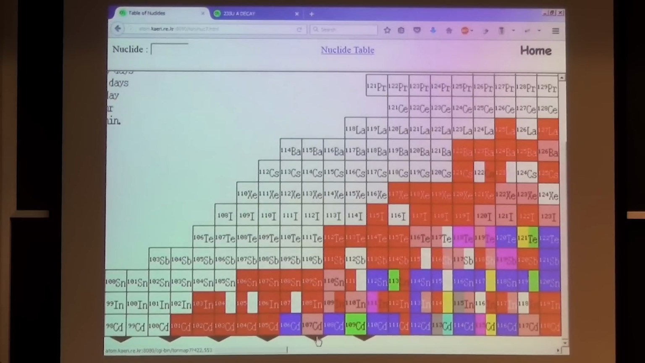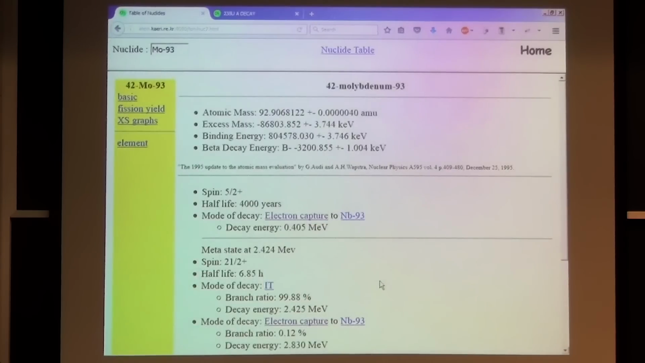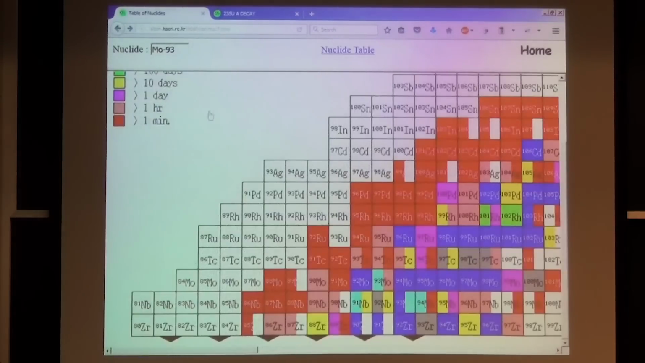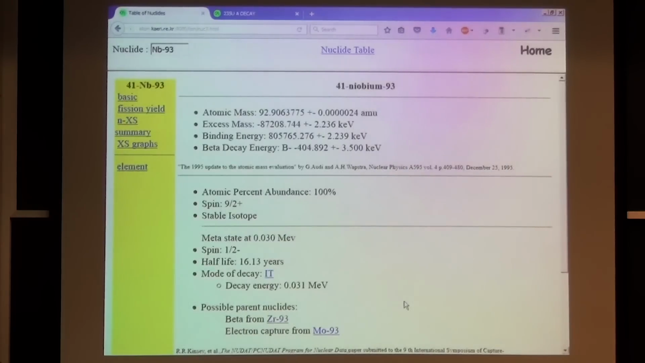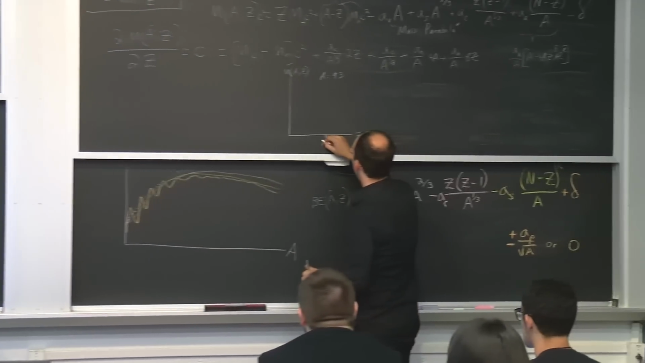Looks like I clicked a little too high. There it is. Let's see, Moly 93 I was looking at. And that becomes niobium 93, which is the stable isotope I was thinking. So let's put niobium right here.